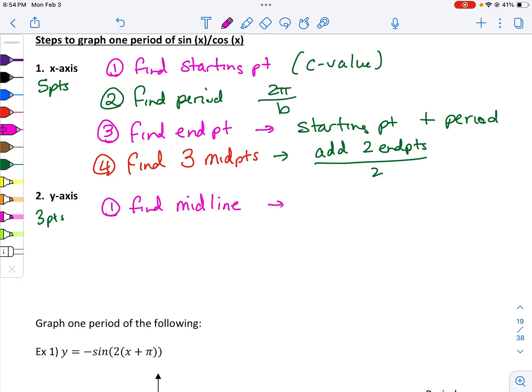Okay, and the midline is going to be our d value. So normally the middle of the graph is at 0. If the graph shifts up 2, our midline is going to be at 2. If the graph shifts down 5, our midline is going to be at negative 5.